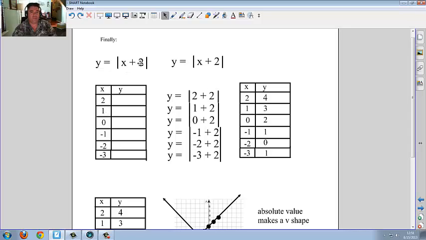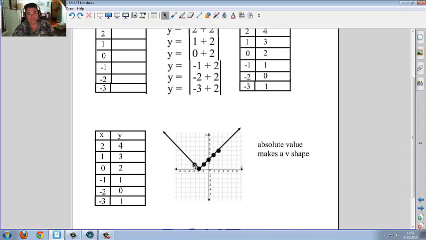Plug in 1, plus 2 is 3. Absolute value of 3 is 3. Plug in 0, makes 2, is 2. Negative 1 plus 2 is 1. Absolute value of 1 is 1. Negative 2 plus 2 is 0, and the absolute value of 0 is 0. Why? Because you're 0 spaces from 0, because you're already on 0. And finally, negative 3 plus 2 is negative 1, but the absolute value of negative 1 is 1, because negative 1 is 1 space from 0.